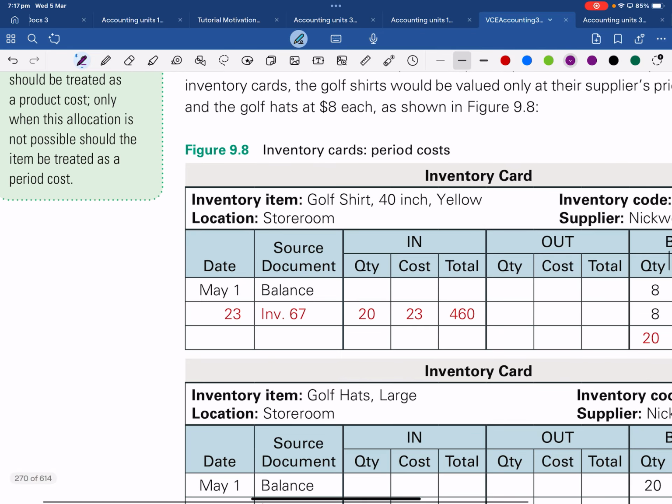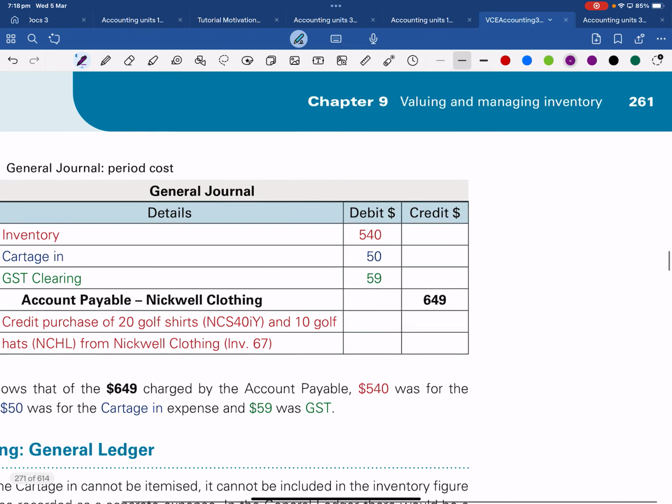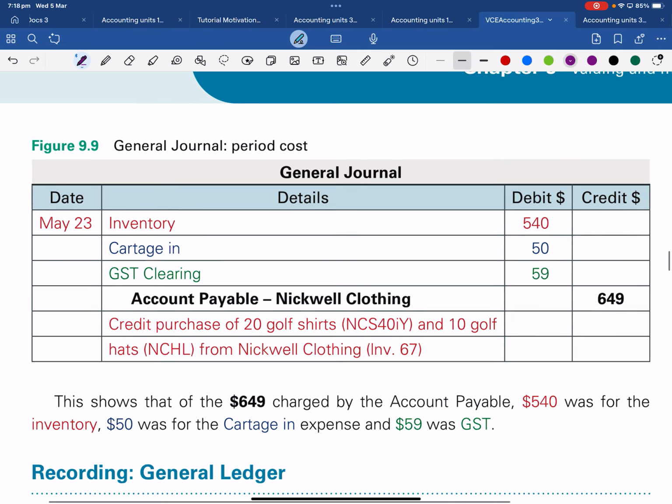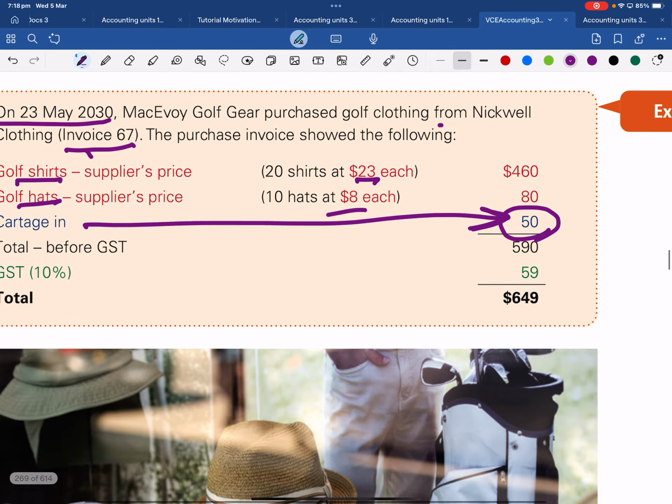Right. So what is the double entry? How would you record it, guys? Inventory card. For the golf shirt we will have one inventory card. Golf hats we will have another inventory card. We will record it separately, but with the same invoice number, see? Same invoice number. And then what will happen to the double entry?